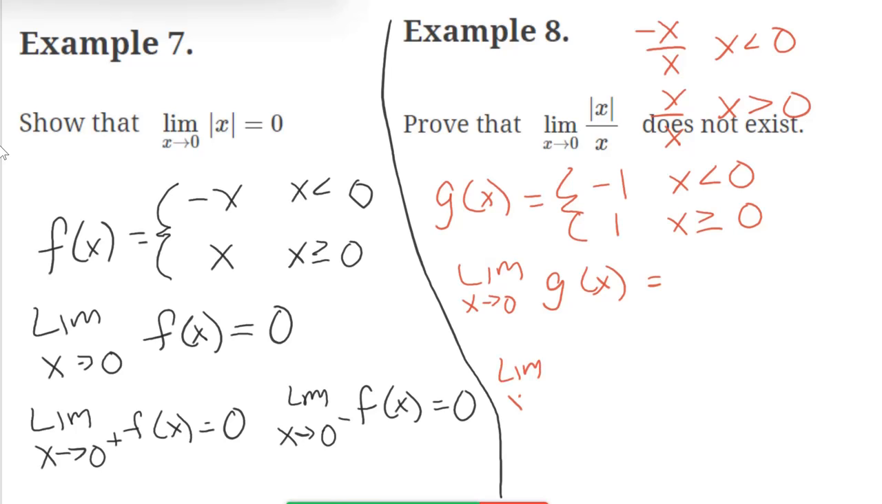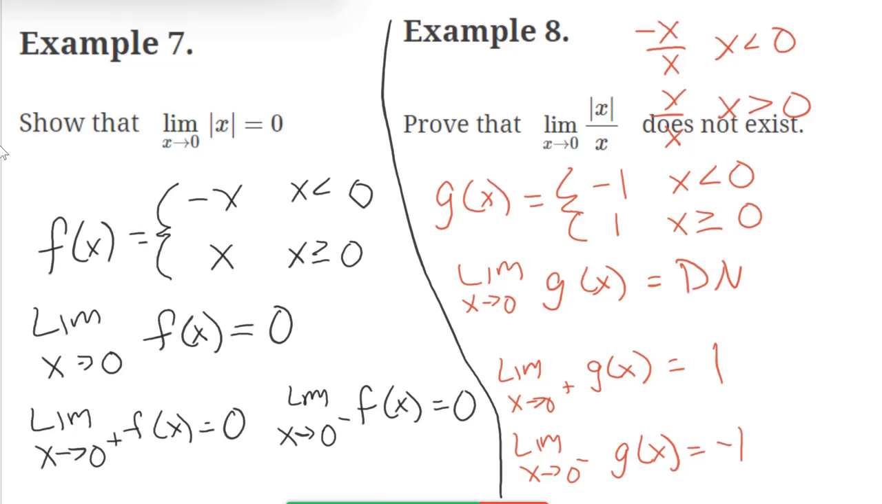So the limit as x goes to 0 from the right side goes to what? If we're coming in from the positive side, it's going to 1. If we're going from the negative side, it's going to negative 1. They don't go to the same thing, therefore the limit of the whole thing does not exist. Because remember, the limit has got to go to the exact same thing from both sides. Otherwise, it does not work.